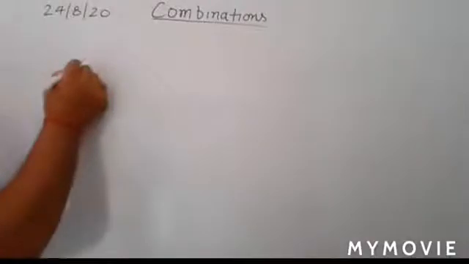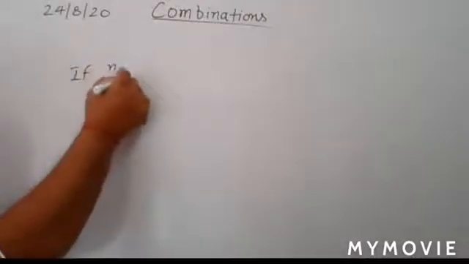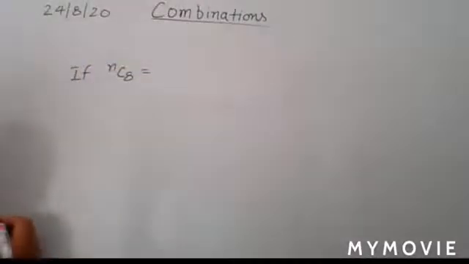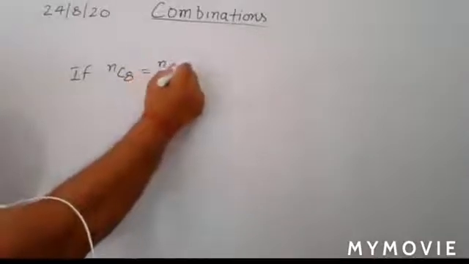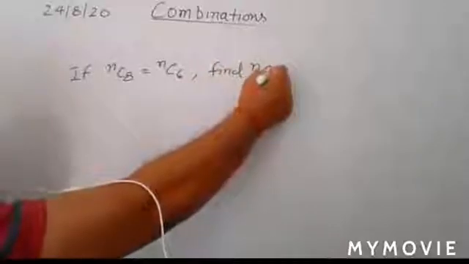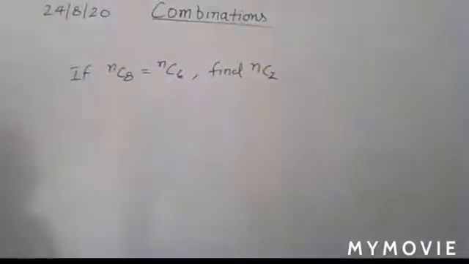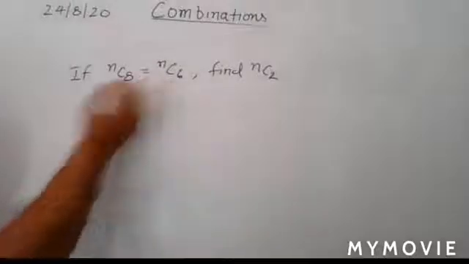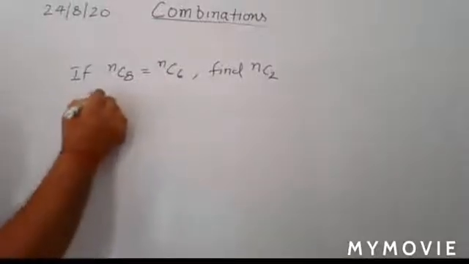If nC8 is equal to nC6, find nC2. You have to find the value of nC2. So first you're trying to find the value of n. The value of n can be obtained.